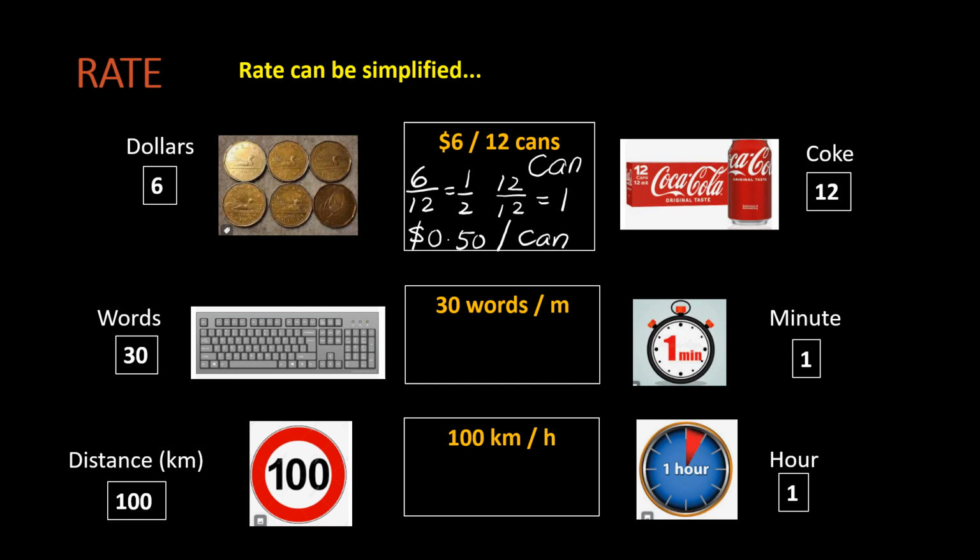Next example is already simplified. You have per minute, so you don't need to simplify them anymore. And the next one, 100 kilometers per hour, so it's already simplified.